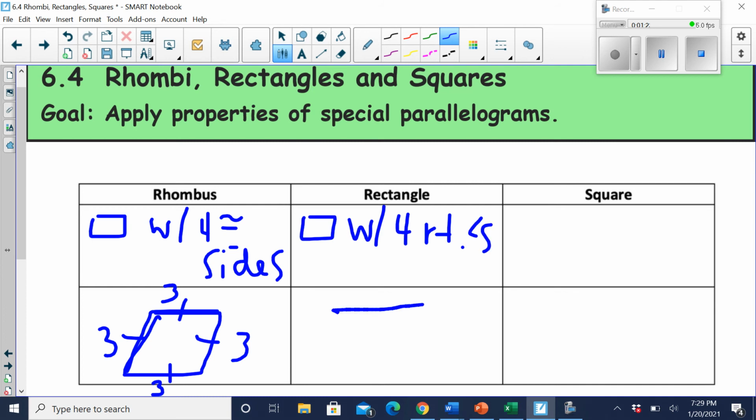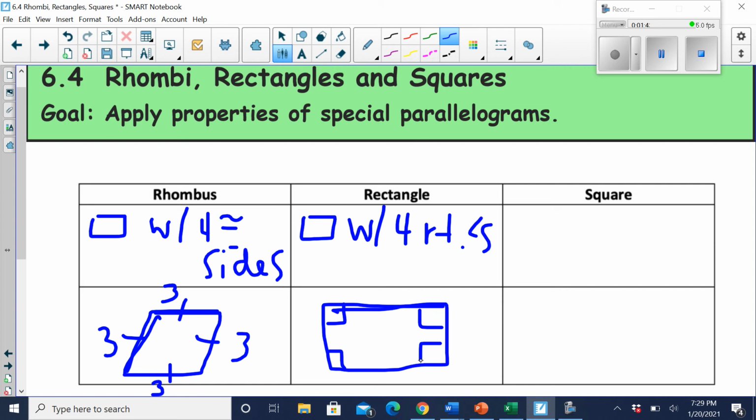Okay, so what I'm going to do is draw in this rectangle right here, and then you think about, how do I mark a right angle on a diagram? Well, it's got those little boxes in the corners. Okay, so that's our rectangle. It still has all the properties of a parallelogram, so opposite sides congruent and all that good stuff.